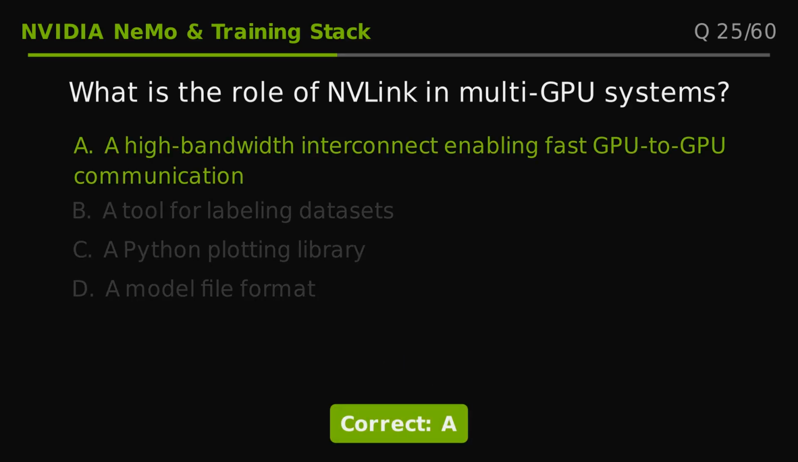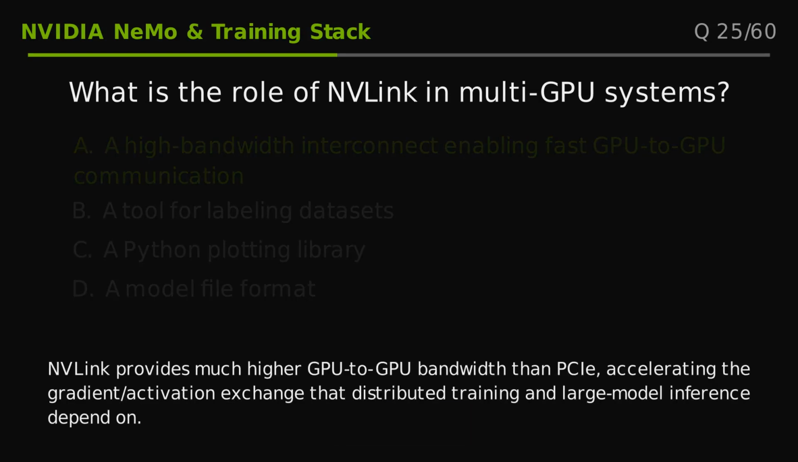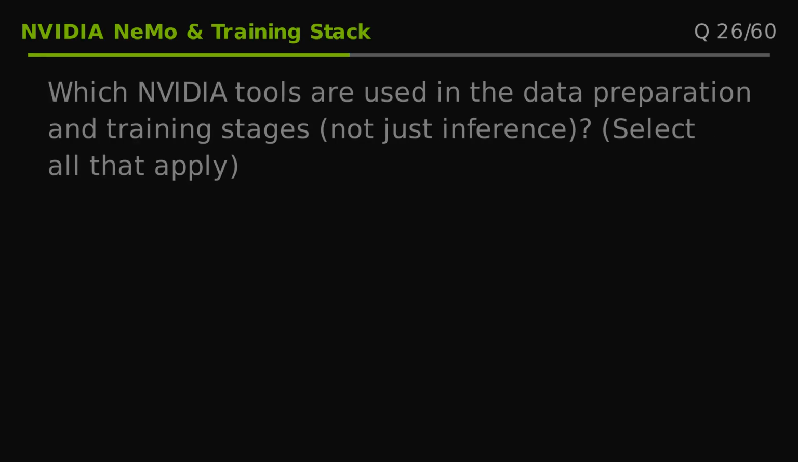The correct answer is A. NVLink provides much higher GPU-to-GPU bandwidth than PCIe, accelerating the gradient and activation exchange that distributed training and large model inference depend on.